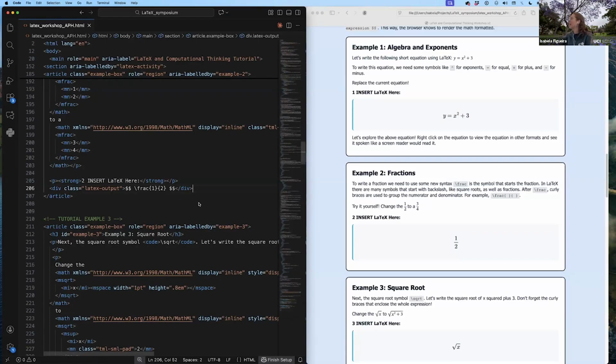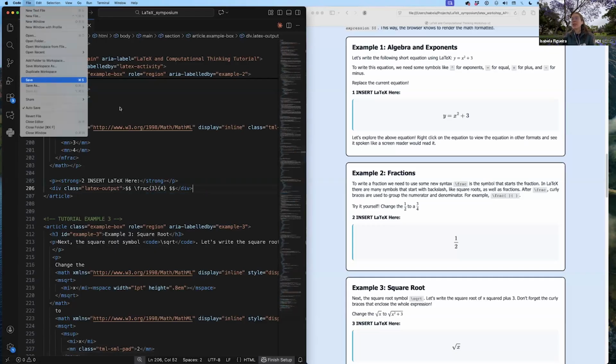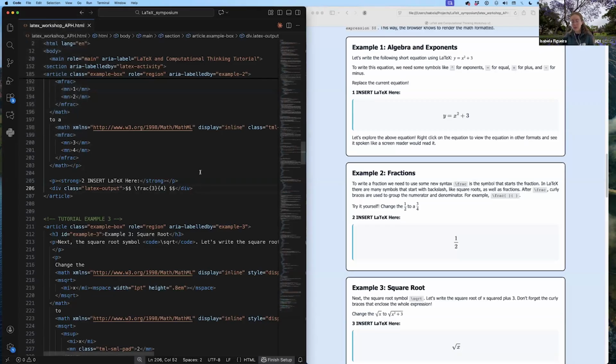All right. Now I'll write it for you all. So on line 206, I'm going to replace the 1 and the 2 with a 3 and the 4. So it's going to read out \frac, left brace 3, right brace, left brace 4, right brace. Now I'm going to save the file again. Remember, that's file, save, or command or control S. And then I'm going to reload the web browser.